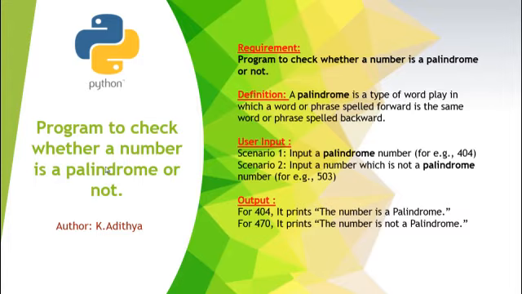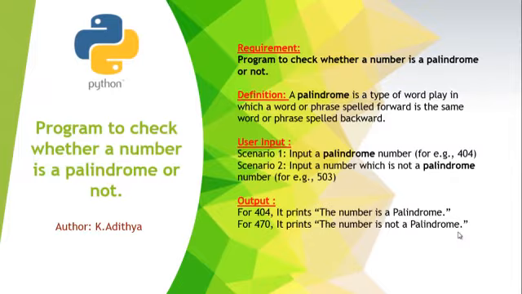But we are not going to check the palindrome of a word or phrase, we are going to check whether a number is a palindrome or not. First, let's assume that the user has given the input 404, which is a palindrome. It will print the number is a palindrome. Let's take another number, for example, 503. It will print the number is not a palindrome. Now let us see the code.